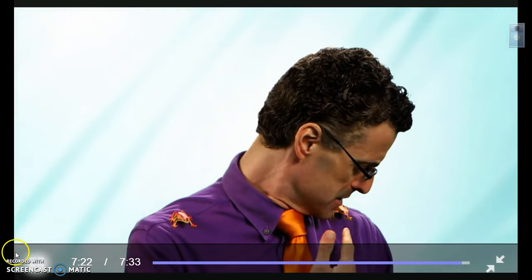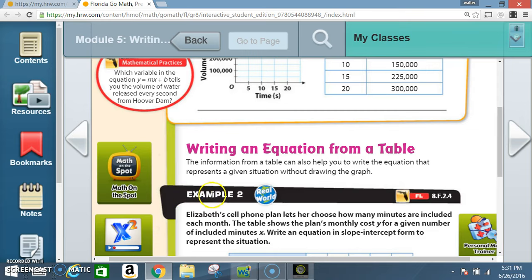That was not nice. Okay, now let's take a look at example 2, writing an equation from a table. The information from a table can also help you to write the equation that represents a given situation without drawing the graph.